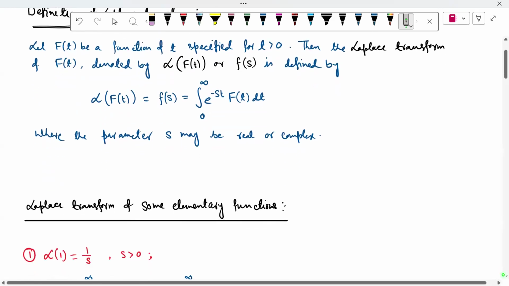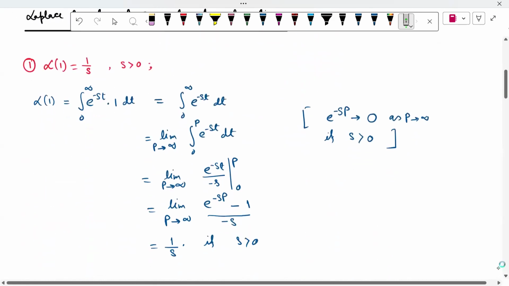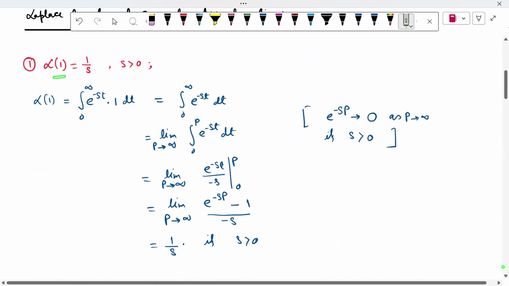Now let's see the Laplace transform of some elementary functions. Start with the simplest function, 1. So what is L{1}? L{1} will be the integral from 0 to infinity of e to the power minus st, this term is always fixed in the Laplace transform, into our function 1, dt. So this is the integral from 0 to infinity of e to the power minus st dt. Now we have to calculate this integral. This is an improper integral.